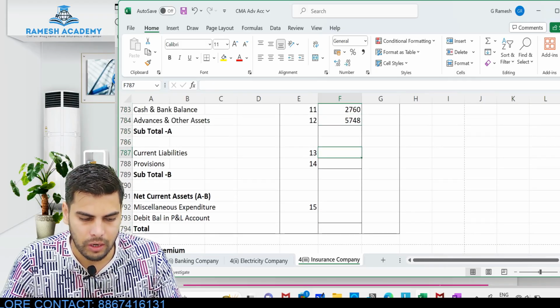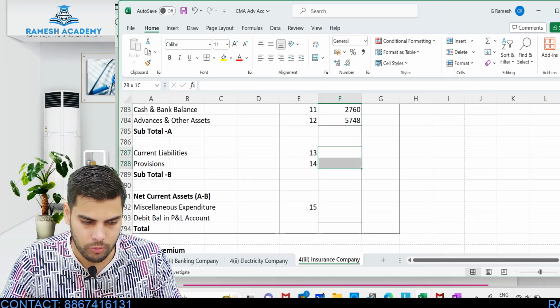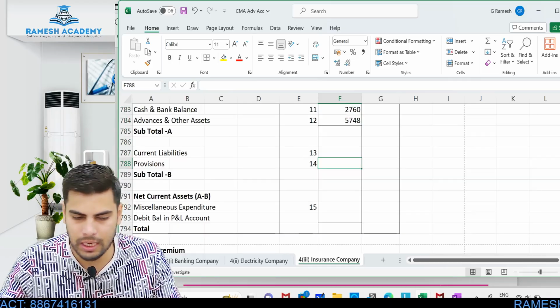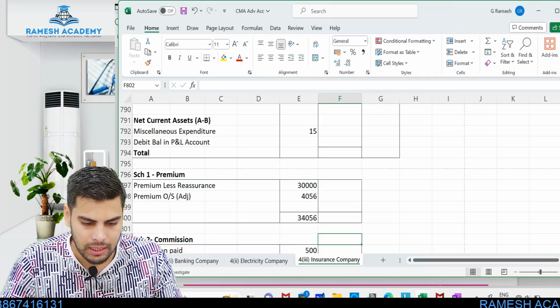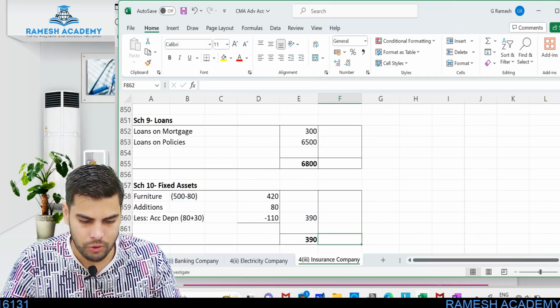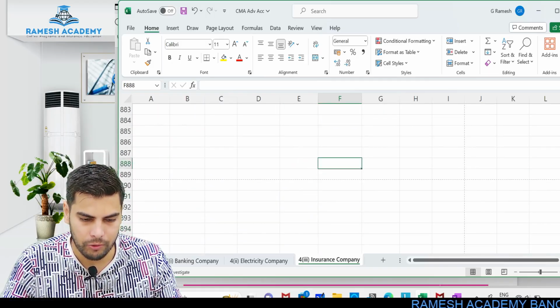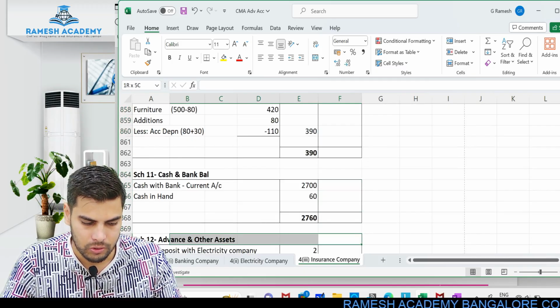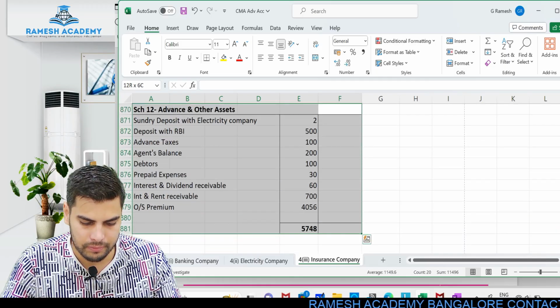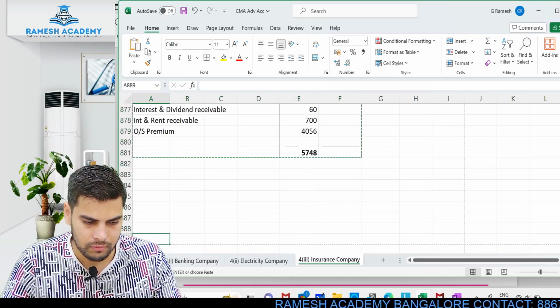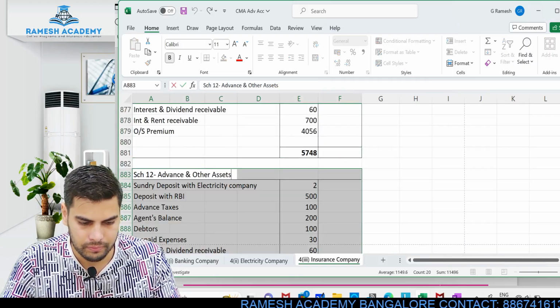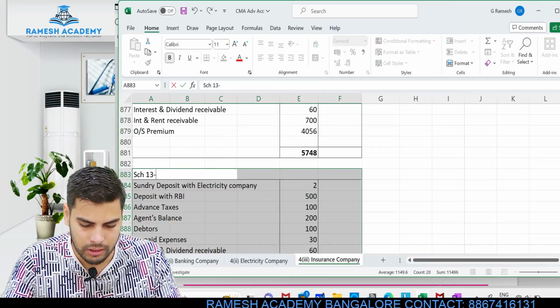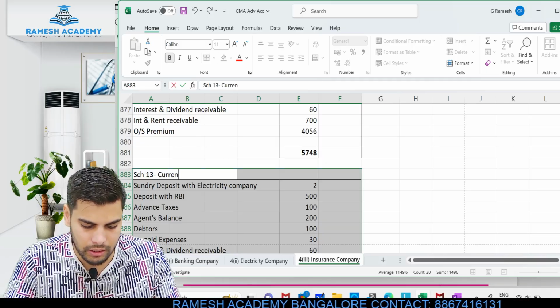So after this, we have got 3 more schedules which we need to prepare: current liabilities, provision, and then miscellaneous expenses. Miscellaneous expenses, we don't have anything, so 2 more effectively we'll have to prepare. Okay, so let me just prepare the current liabilities. So this would be schedule number 13. Schedule 13, this is related to your current liabilities.